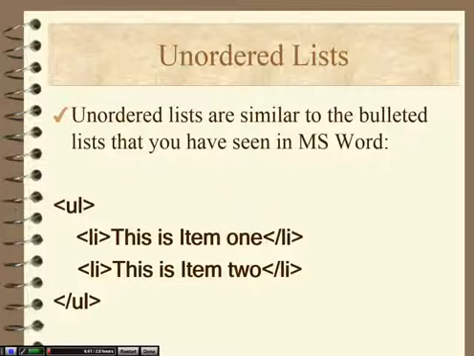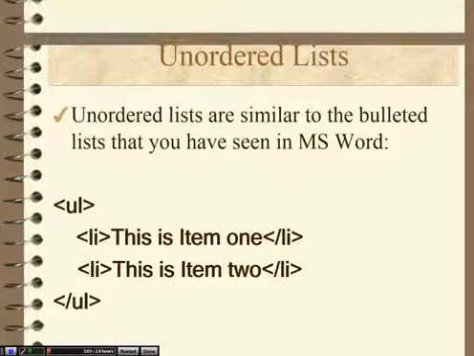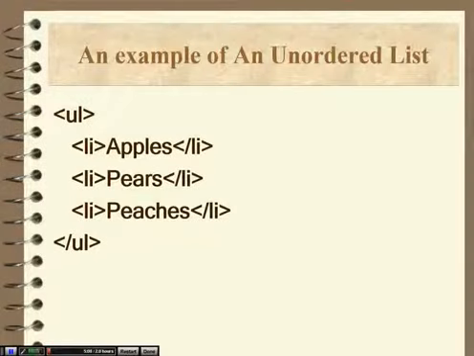Okay, so we're looking at the first list, which is called an unordered list. This is a bulleted list. And you can see that the entire list starts with a UL, unordered list, element. And then each item in the list begins and ends with an li element, a list item. Okay? Does that make sense? So this is going to create a bulleted list with 2 items, and here's an example.